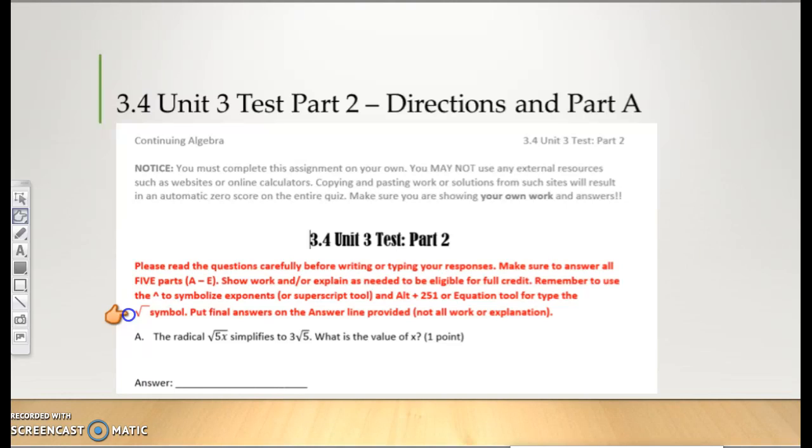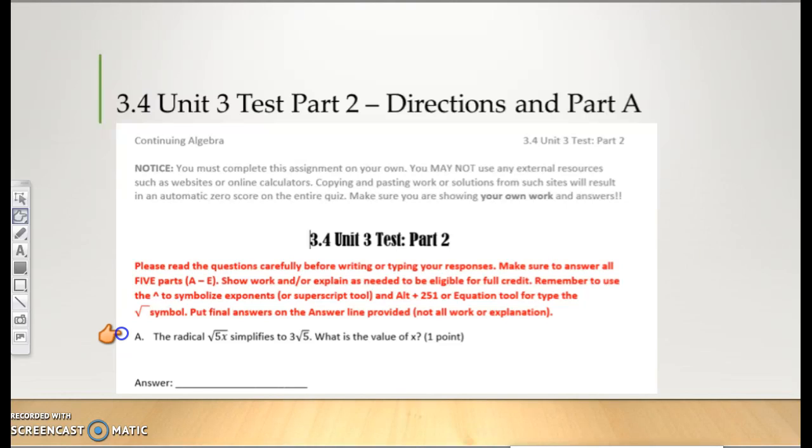Put your final answers on the answer line, but you don't have to put all your work or explanation on the line. I'll go through and show you for each one, but only the final answer goes on the answer line. Again, I'll read the question, I'll pause. You can pause the recording so that you can work on the question and then hit start again.